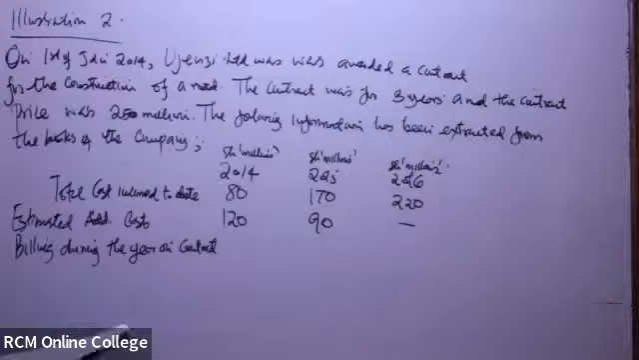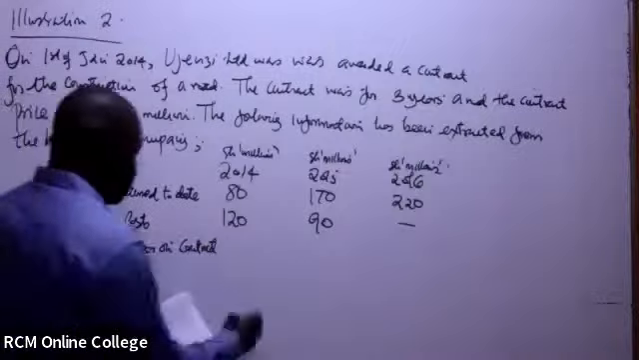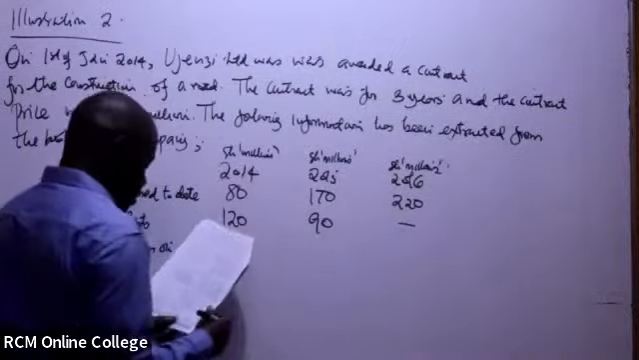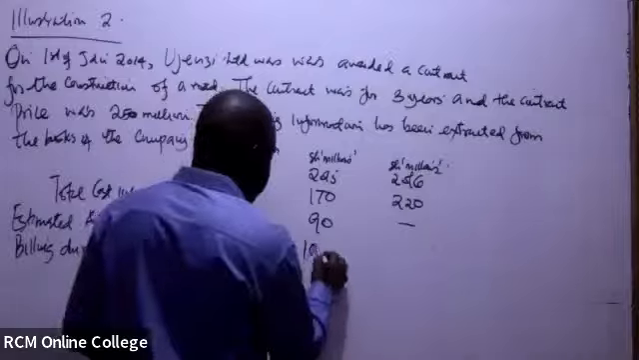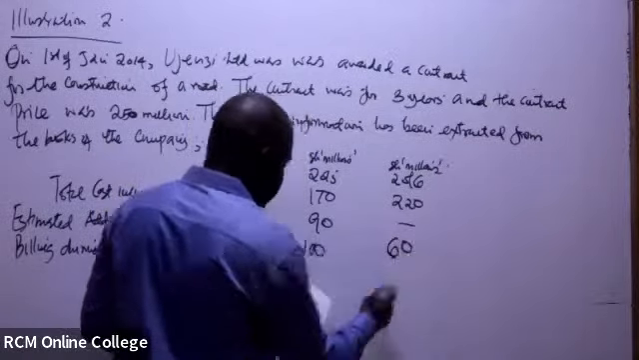Then you have billing during the year on the contract. So what was actually billed during the year on the contract: we have 90, we have 100, and we have 60.